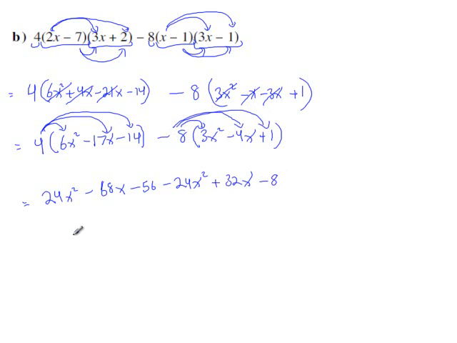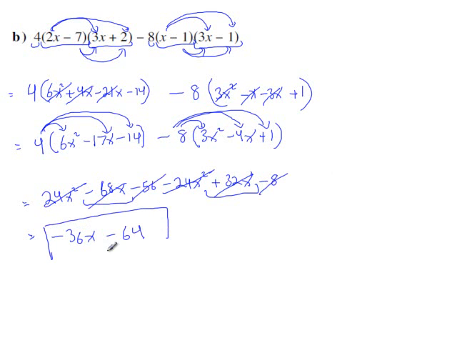So now the only thing left to do is to combine like terms. So 24x squared minus 24x squared equals 0. Those are just gone. Now your x terms. So negative 68x plus 32x. So altogether that is negative 36x. And negative 56 minus 8 is negative 64. And those are gone. So your final answer will be negative 36x minus 64.